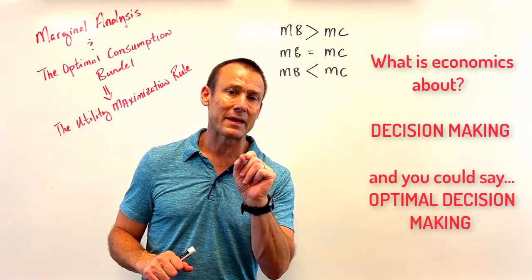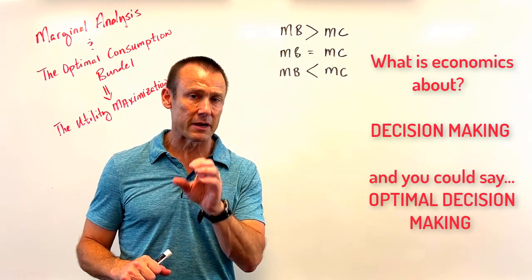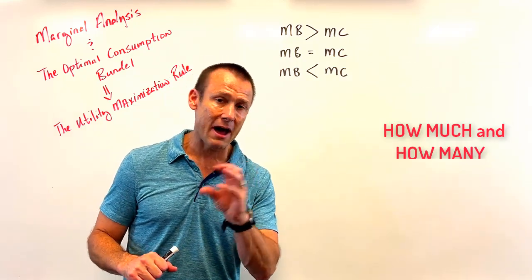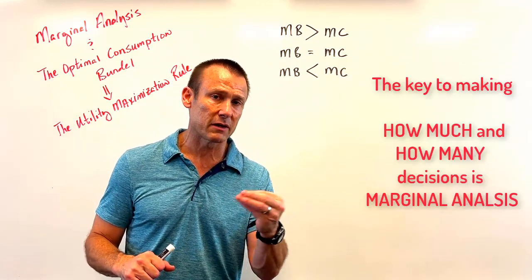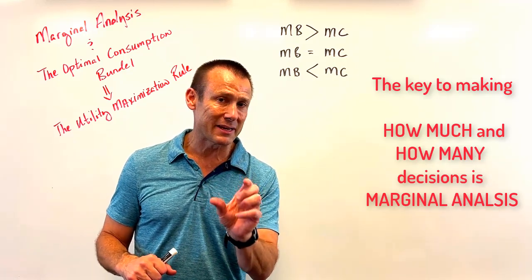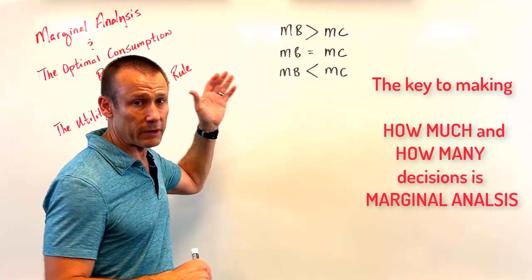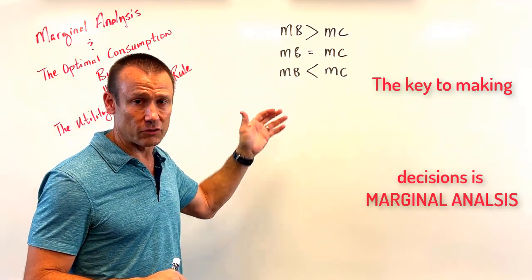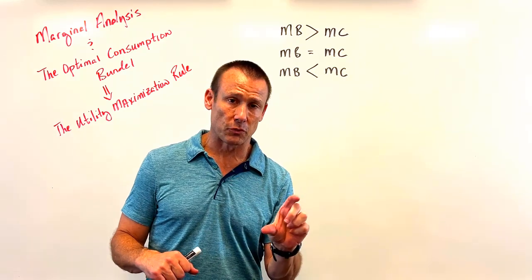And the way that we make how much decisions, that's right, how many, how much. We're deciding how much of something to do, or how many of something to produce, or how many people to hire. All those how much, how many decisions, we should employ marginal analysis to do that. That's how we get to our optimals.